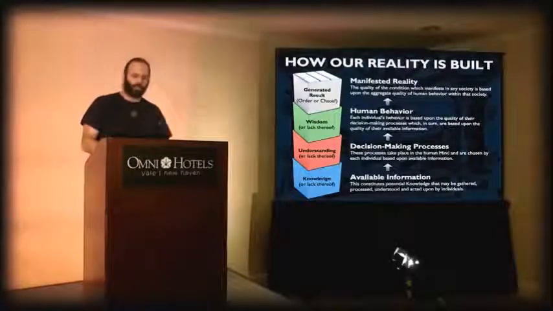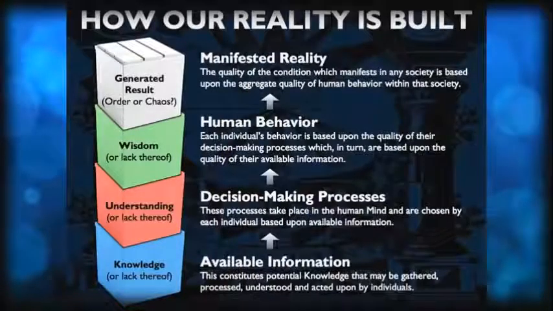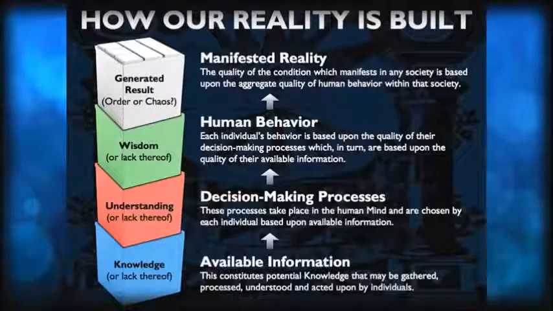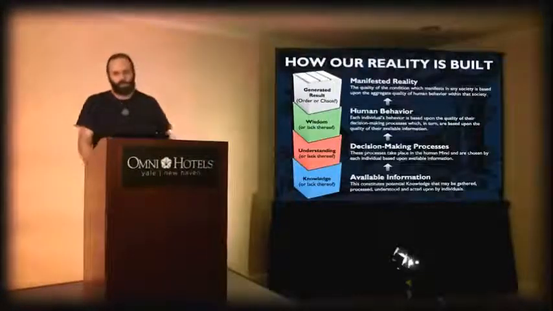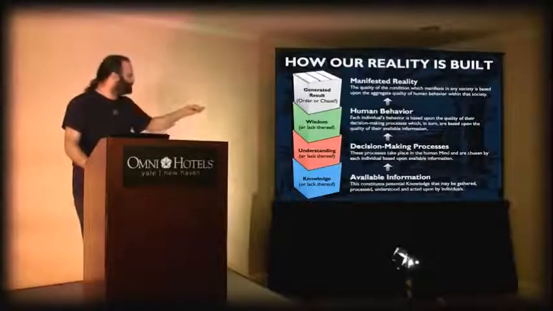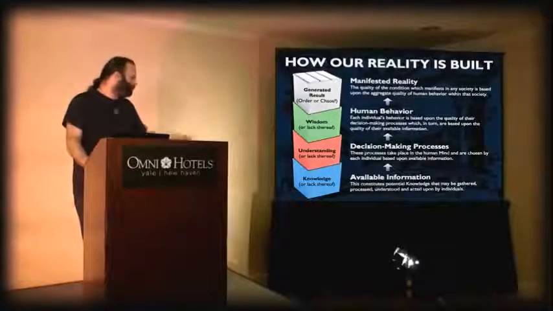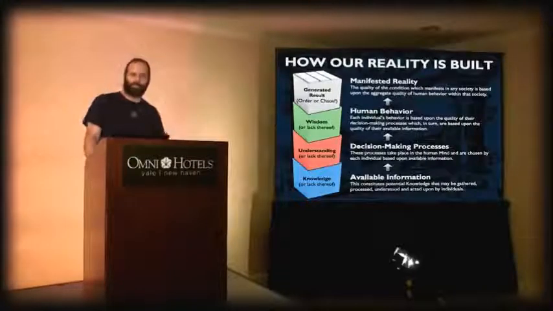The manifested reality is the quality of the condition which manifests in any given society based upon the aggregate quality of human behavior within that society. This is how our reality is actually created. The conditions that we experience as the daily events of our life. It's a simple 3-stage process that leads to a result. And for many people here, if you've looked into this discovery process and this creative process, you will recognize that it is known as the trivium. This is what the trivium is.